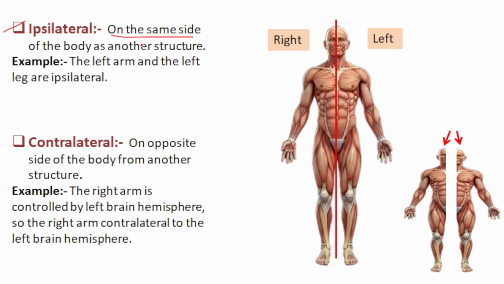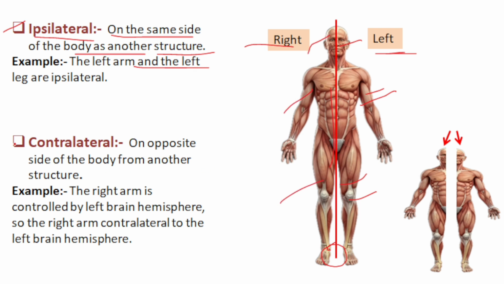The organ that is present on the same side of the body as another structure is called ipsilateral. For example, the left arm and the left leg are ipsilateral. You see in this picture that this is the midline of the body. If I cut parallel to the midline, we get two pieces. One is the right piece and one is the left piece. So the left brain, left arm, and left leg are all ipsilateral, and likewise the right brain, right leg, and right arm are all ipsilateral.